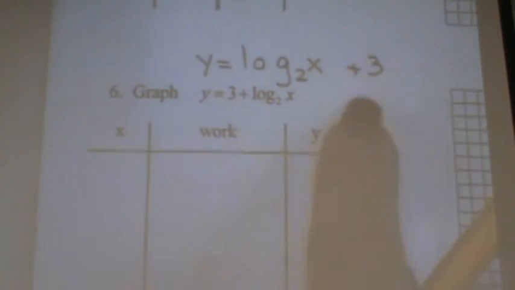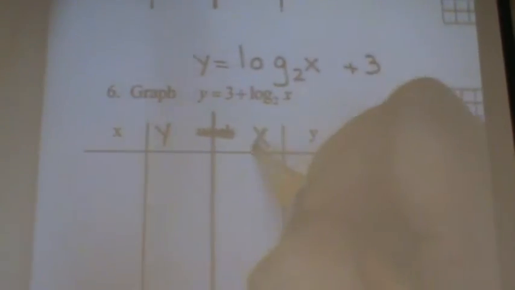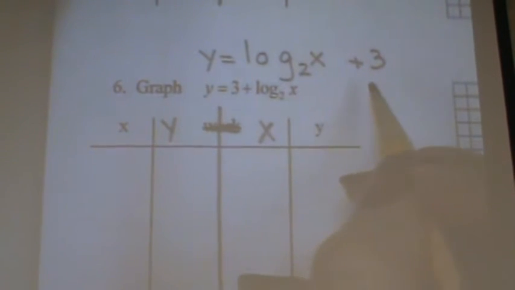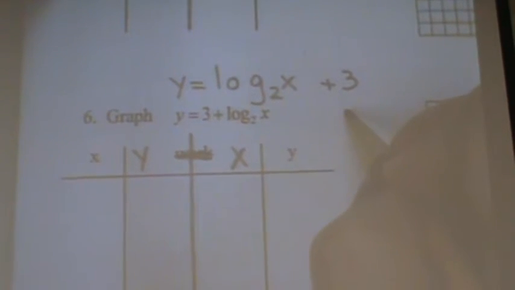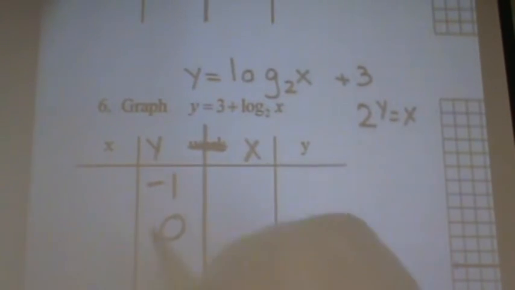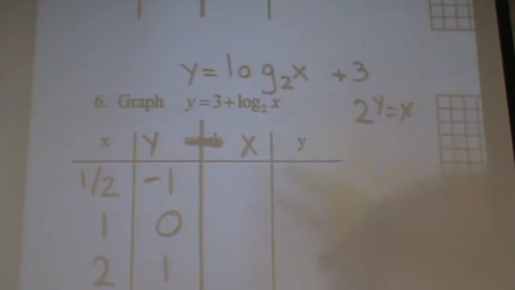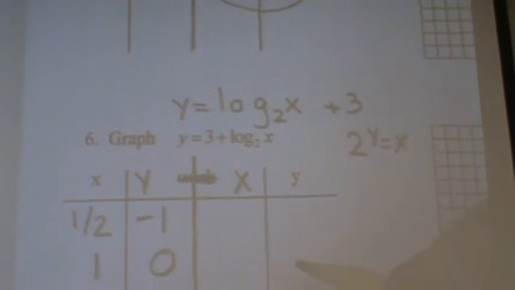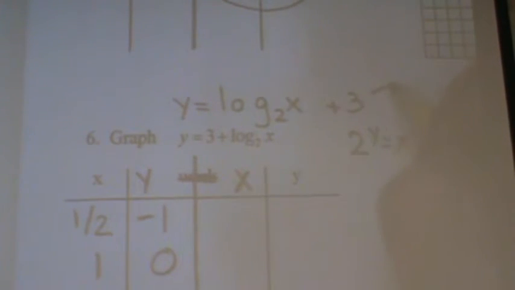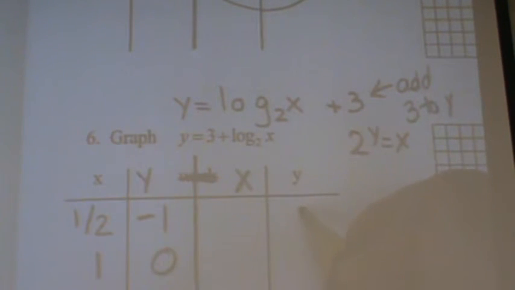So how would we do this one now? So cross out the word work, do your x and your y. So for this one, what you're going to do is, again, take your parent function, 2 to the y is x, which is -1, 0, 1, 2. And now what do you do to your table of values? Add 3 to the y's. So if we add 3 to these y values, what do you get?